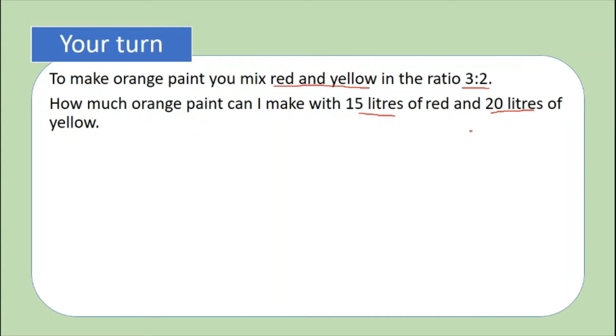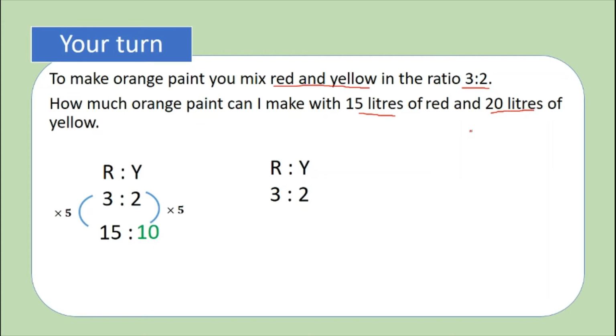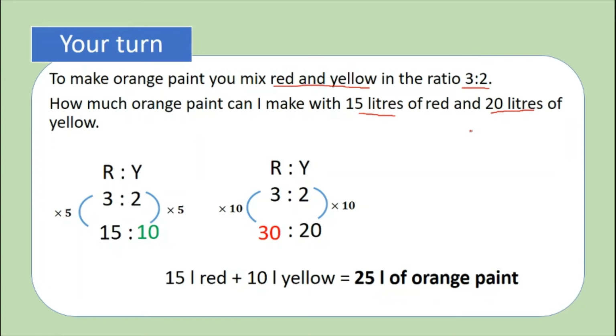Okay, if you have got an answer for this, you should have first of all taken your ratio and used all 15 litres of red paint. To get from 3 to 15, you're timesing by 5, so 2 times 5 would have been 10. You do have enough paint to do that, so that's 25 litres. Double check you can't do anything better by using all of the yellow paint. This time we're timesing by 10, or 3 times 10 is 30. I don't have enough. So the most paint I'm going to be able to make is 15 plus 10, 25 litres.